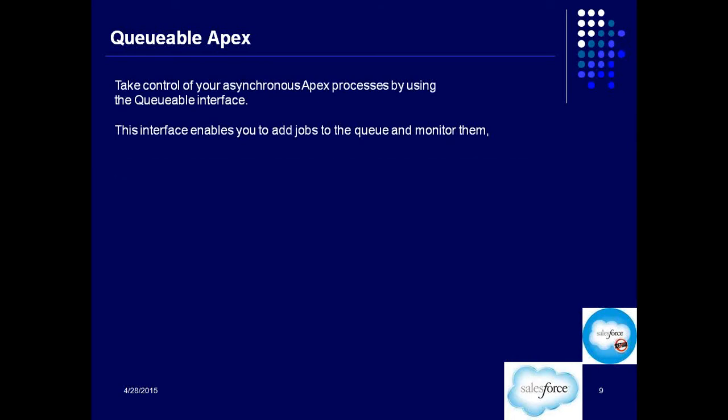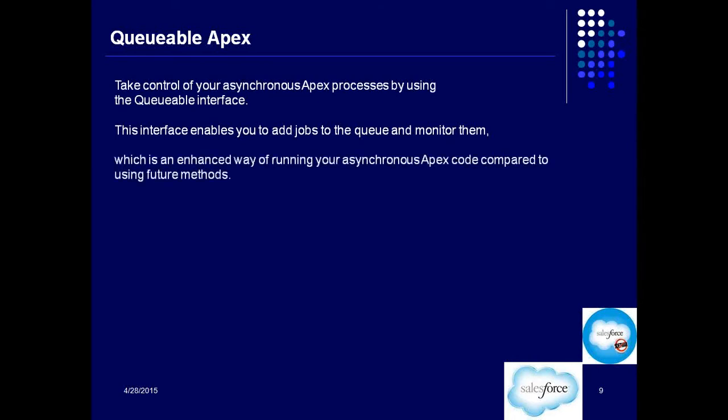So you can queue and monitor them, which is an enhanced way of running your asynchronous Apex code compared to using future methods. It's a better way of running something in the future, because I do not have an option of monitoring the future method. Whether that future method got executed or not, we don't get to know. That is the reason they have come up with queueable Apex. You might have one method, but if you put it inside a queueable class, you have an option of monitoring it.